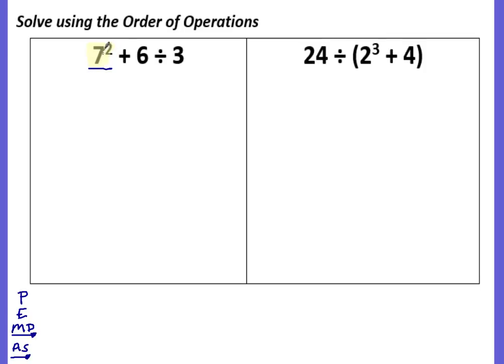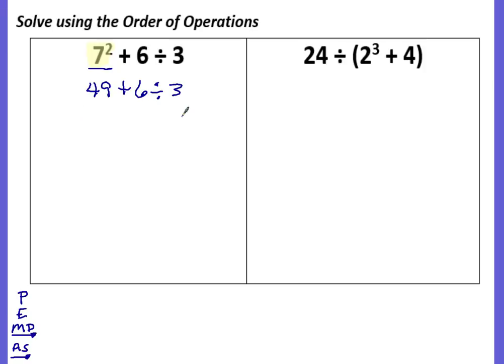And remember, 7 squared does not mean 7 times 2. It means 7 repeated with multiplication. It's repeated addition or repeated multiplication. 7 repeated twice. 7 times 7, which is 49. So when I solve it, I'm going to write the solution underneath it. Now I haven't done anything with the plus 6 divided by 3. And I'm not going to do anything with it right now except for bring it down. Everything that is not underlined or not highlighted, I'm going to bring straight down. Plus 6 divided by 3.